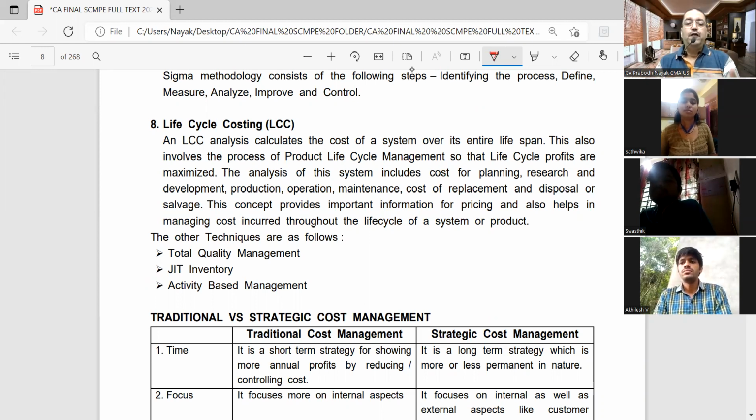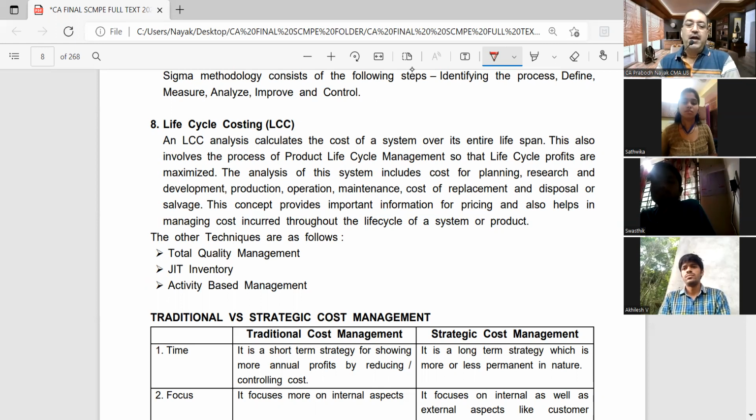These are the new techniques of costing that we are having in day-to-day life, modern costing, which you have not learned in Inter, because that is traditional costing, right? So traditional costing is different from modern costing, or what we call strategic cost management.